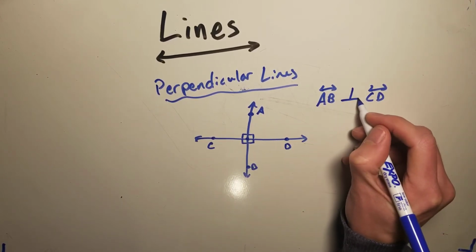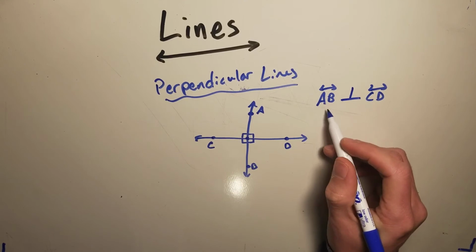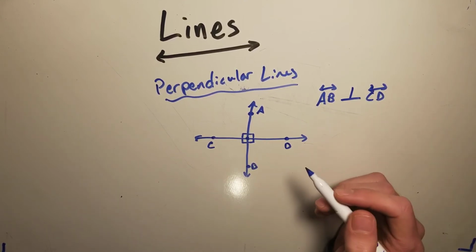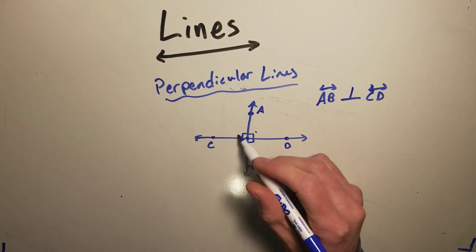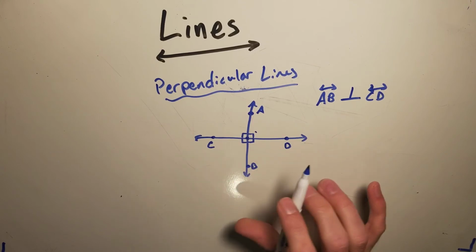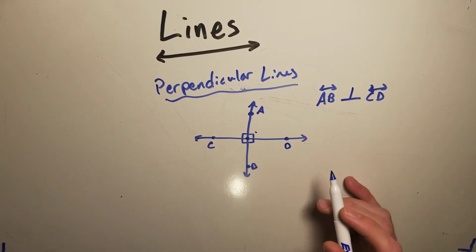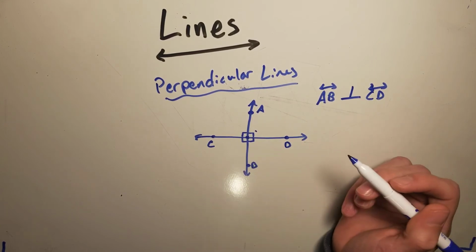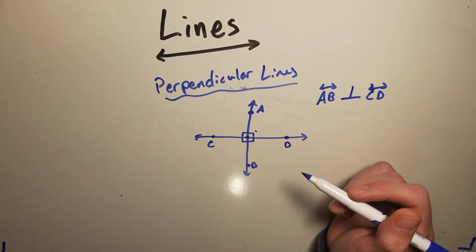Our special symbol for this looks like that. This would be read as line AB is perpendicular with line CD. And what's special about this is there's going to be 4 right angles that are formed from this. Now we can use this in various problems. If we know we have perpendicular lines, then we know that we have right angles, which can be really useful.